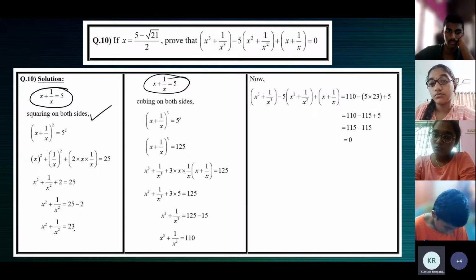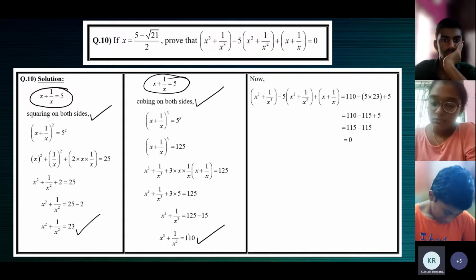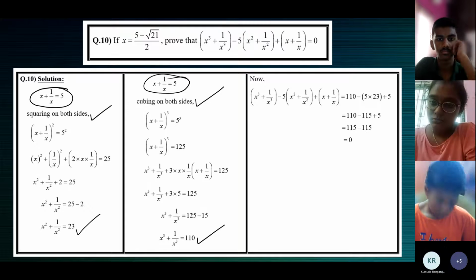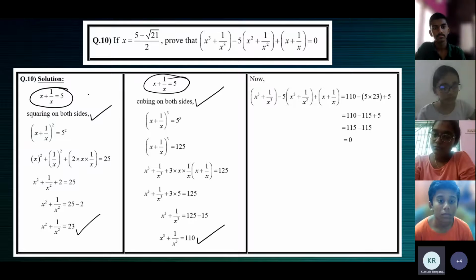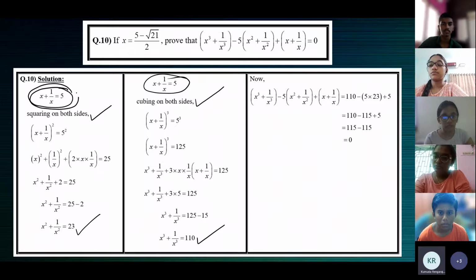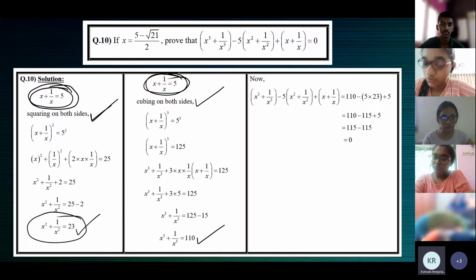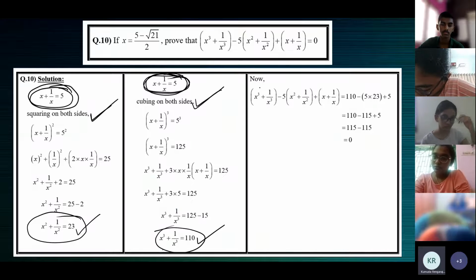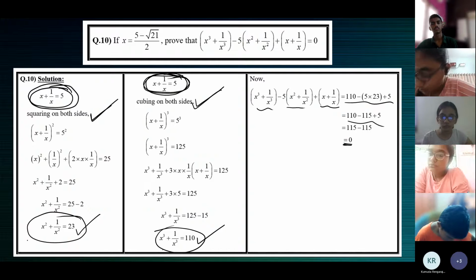When you square on both the sides, you can find the value of x squared plus 1 by x squared. When you cube on both the sides, you can find the value of x cube plus 1 by x cube. Isn't it simple, children? Yes, ma'am. Very good, children. So you need to just create this equation: x plus 1 by x is equal to what? Once you get this equation, on squaring both the sides, you can find the value of x squared plus 1 by x squared. When you cube the same equation on both the sides, you can find the value of x cube plus 1 by x cube. Now substitute. Put the values, and when you work, you will see that it is 0.